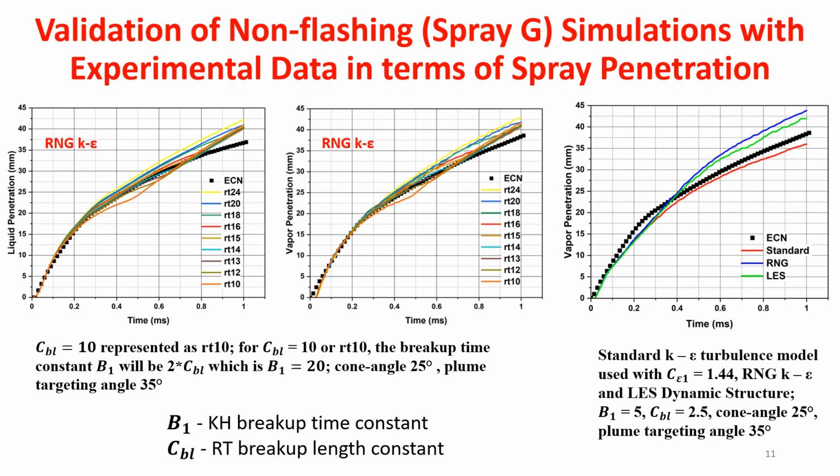The rightmost graph shows the comparison between the standard, RNG and LES results, where the standard K-epsilon model has the turbulence model constant C epsilon 1 as 1.44, whereas the RNG and LES both have the B1 and CBL values as 2.5 and 2.5.